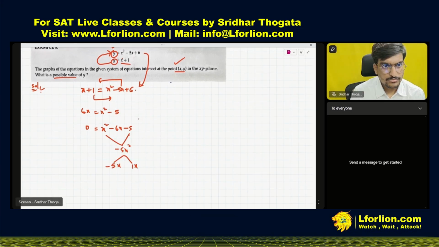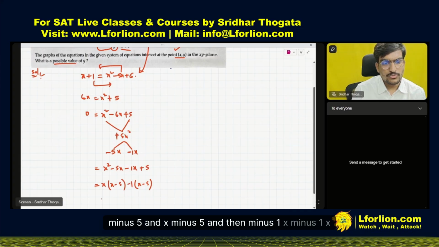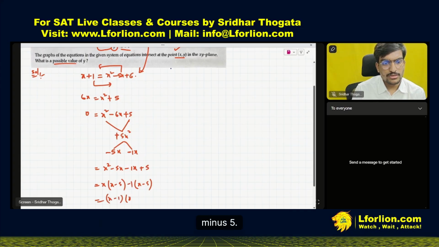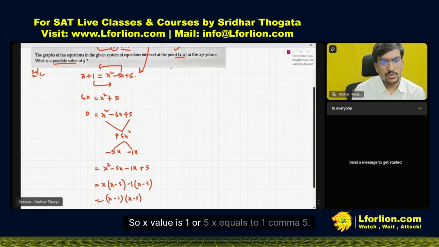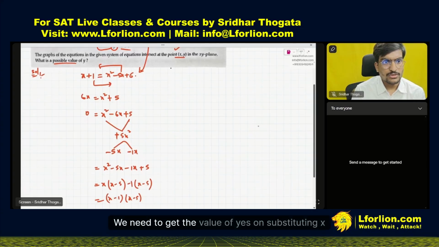So I'm just factorizing it. x squared minus x into x minus 5, and x minus 5 and then minus 1, x minus 1, x minus 5. So the x value is 1 or 5. x equals 1, 5. We need to get the value of y.